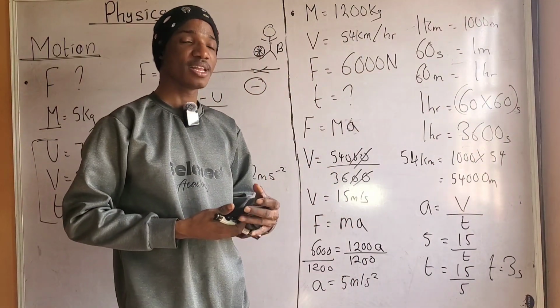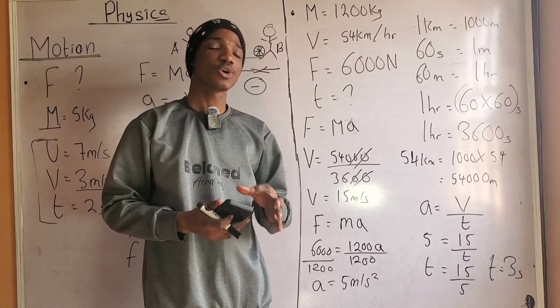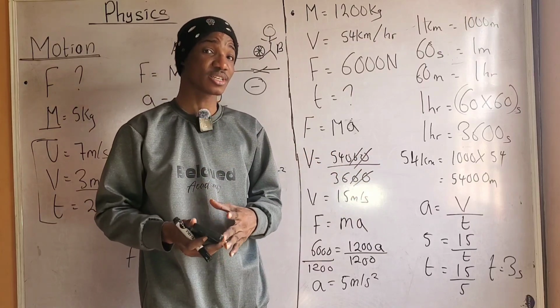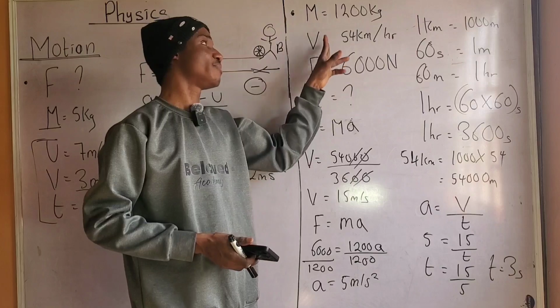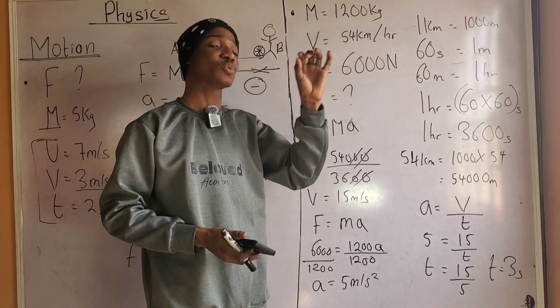Do you understand? Let me tell you the truth. In physics, what you are given is what you are going to use to get what you are asked to look for. In the question, we are given the mass, we are given the force, and we are given the velocity in kilometer per hour. Always make sure that you convert from kilometer per hour to meter per second.